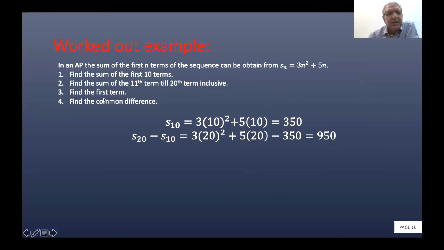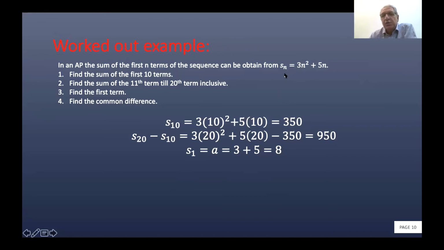Now, the third one is very simple actually, because it says find the first term. What is the meaning of this? If you are putting any number n here, the sum from the first term to that term is being given. This formula gives that sum to us. Therefore, if I put 10, from the first term till the 10th term will be 350. Now, if I put 1, this is only the first term. Therefore, S1 is equal to a. Just put 1 here. So a will be equal to 8. So we got the value of a.